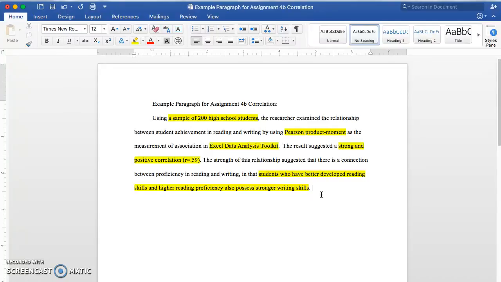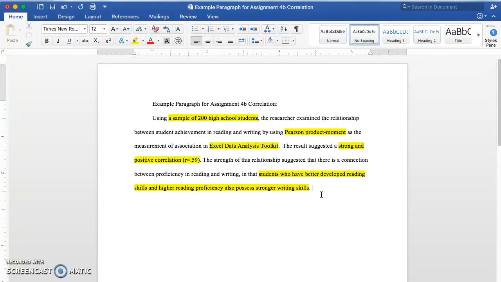You can just follow the style: describe that if students have better or higher scores in reading, they also have higher scores in writing. That's basically what you can interpret from a Pearson correlation, looking at the association between two variables.